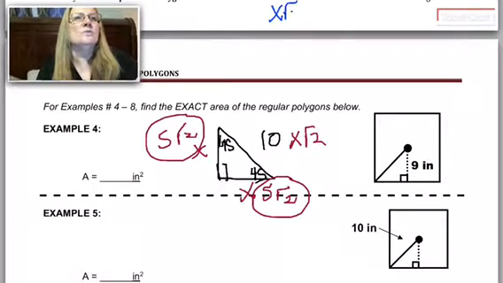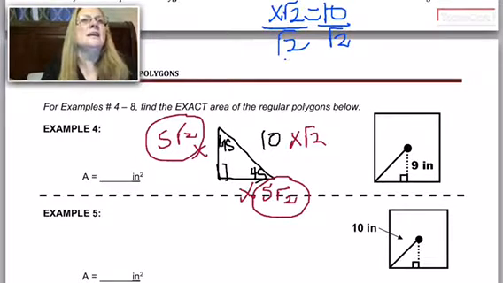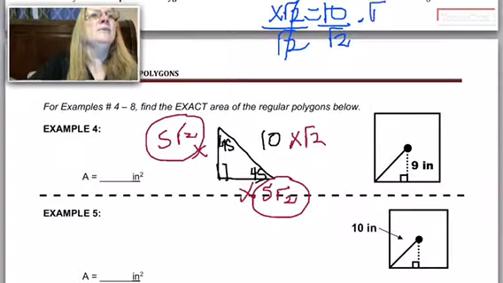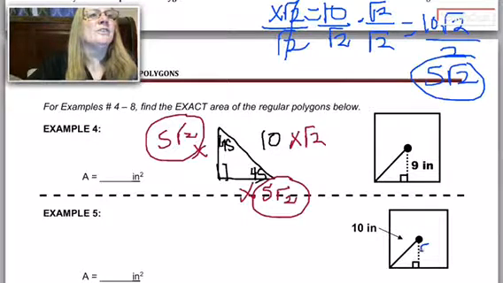If x square root of 2 is equal to 10, and we need to solve for x, we divide both sides by the square root of 2. And we get x is equal to 10 divided by the square root of 2, which is the correct answer, but you cannot leave the radical. So you have to multiply by the square root of 2 over the square root of 2, and you get 10 square root of 2 divided by 2, which simplifies to 5 square root of 2. So in this picture here, this is 5 square root of 2, and this is 5 square root of 2.